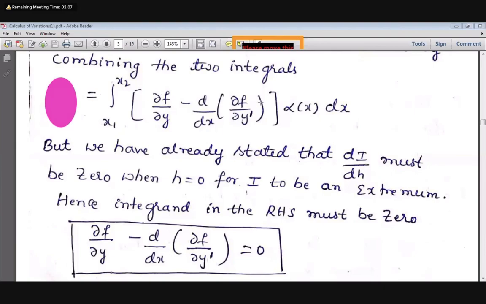Then integrate with respect to x. Integration of 0 is anything, C1, but you don't need to write C1. So this integration sign will go. This will also be 0 divided by alpha of x, which is 0 only. So this will also go. Only this much will be left. Like this, it is derived.